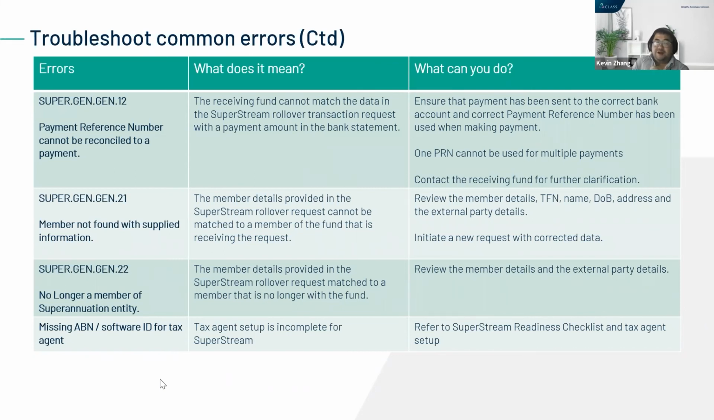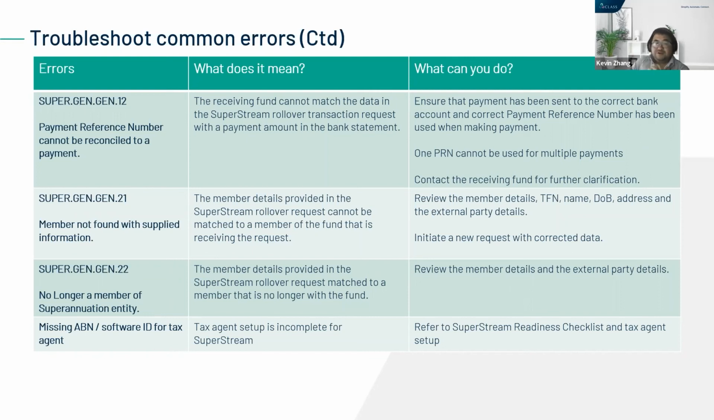Member not found in supply information. Again, this is a very common error. It's because member details provided in SuperStream rollover requests cannot be matched with a member of the fund that is receiving this request. So again, you go back to review members, TFN, date of birth, name, address, and with the other fund's details.